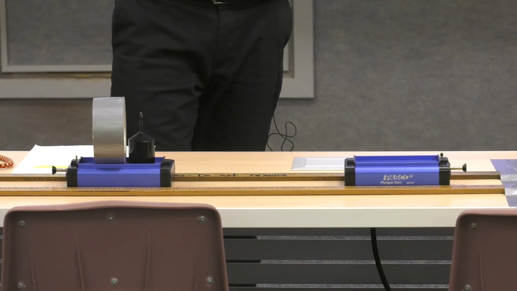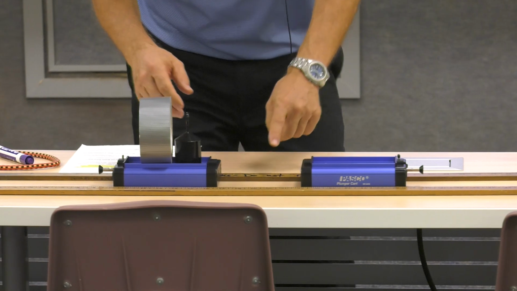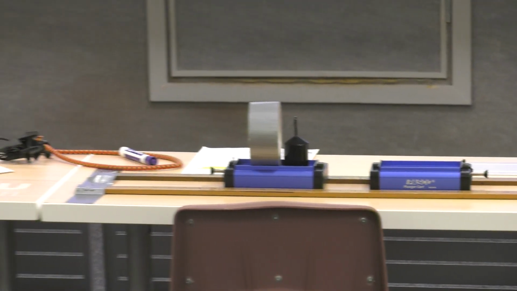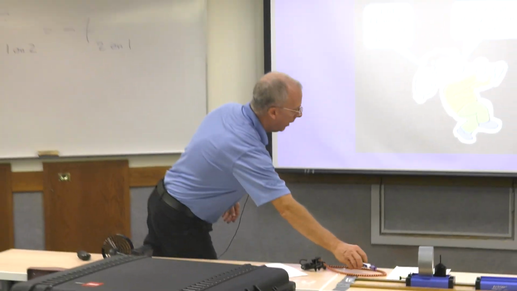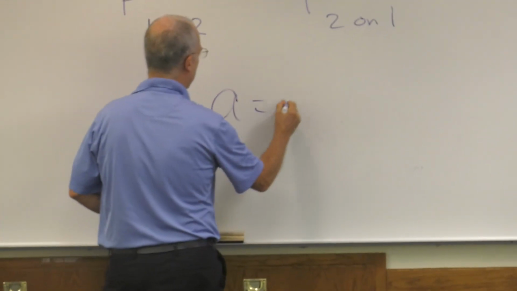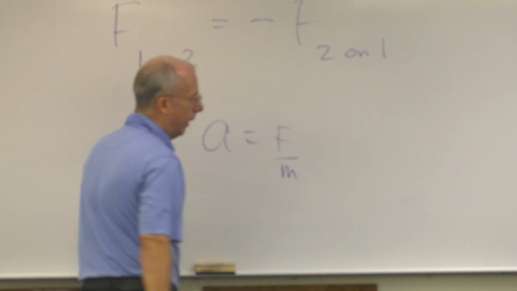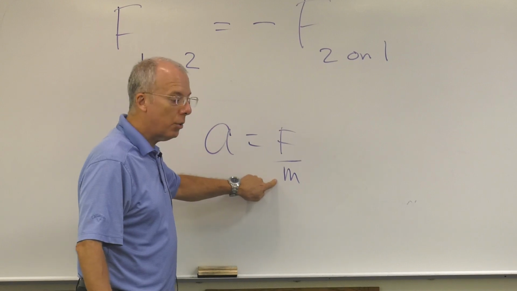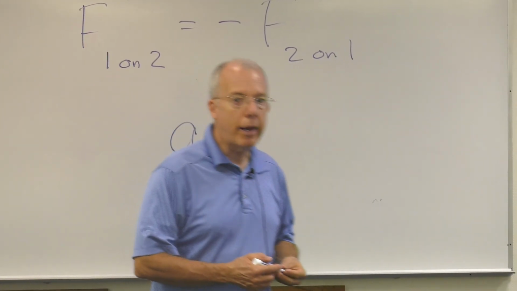Were the accelerations equal? No! This guy went much faster than this guy. And again, no kidding. I mean, it has to be that way because the forces are equal, but acceleration equals F over m. And the masses were different. The forces were the same. The masses were different. So the accelerations are going to be different.